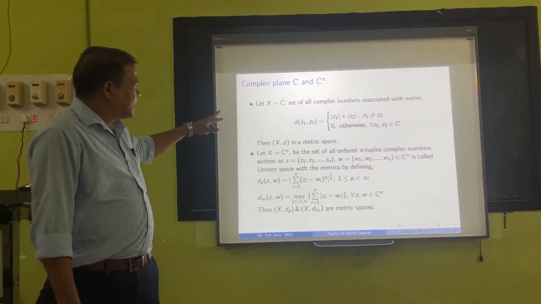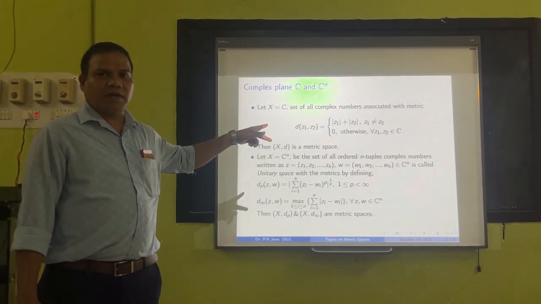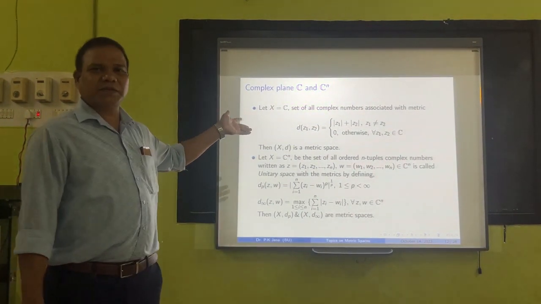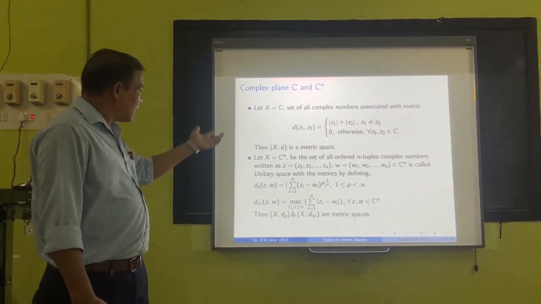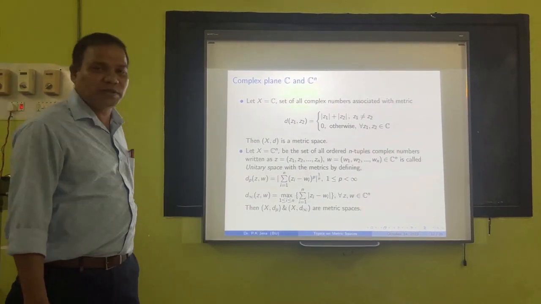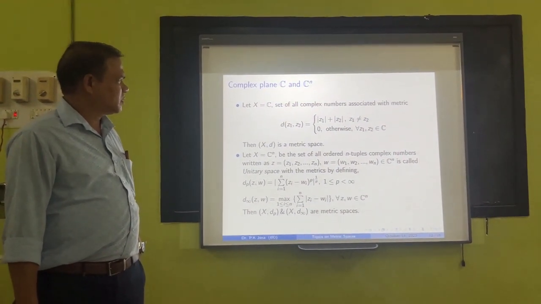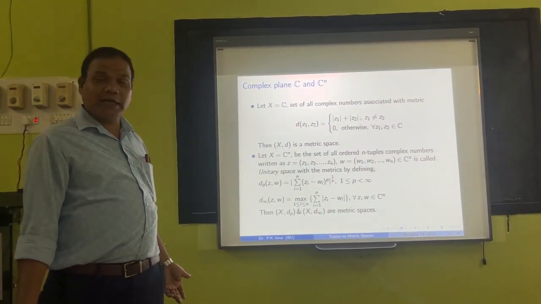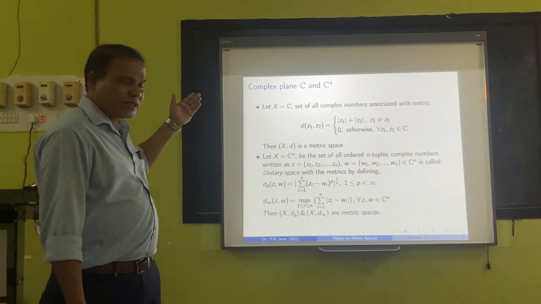We consider z1 and z2 as complex numbers, just as we took x and y as elements of Rn or Cn. The distance between z1 and z2 is defined as modulus of z1 plus modulus of z2 if z1 is not equal to z2, and it has the value 0 otherwise. This will define a metric on X equal to C.